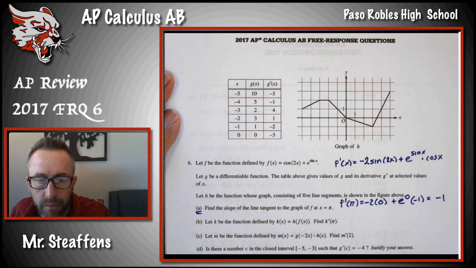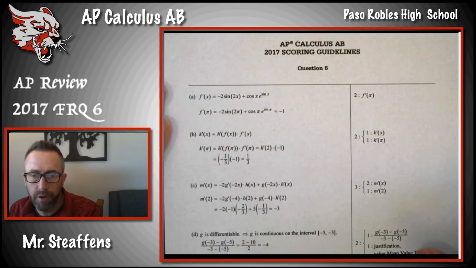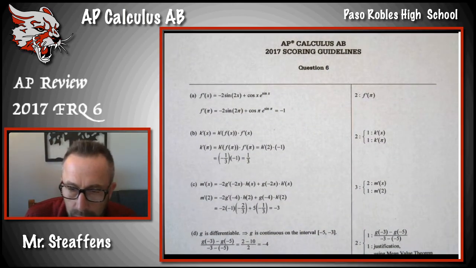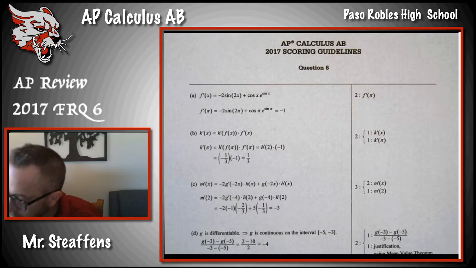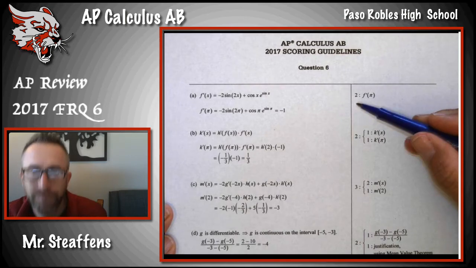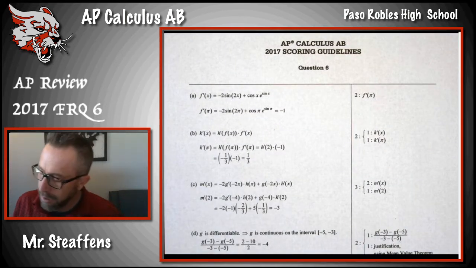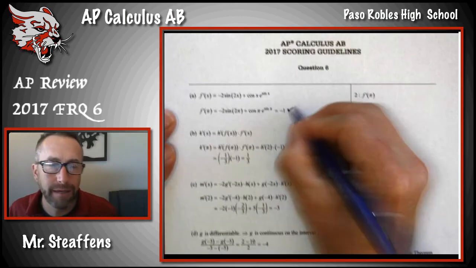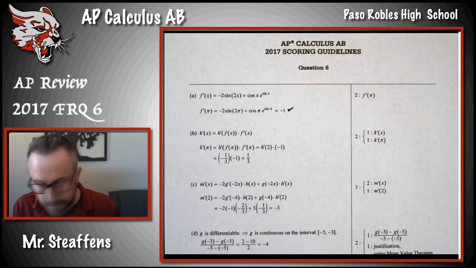So let's take a look at what the points were on this. This is a 2-point problem. Yes, it's a 2-point problem. You get 2 points if you got negative 1. So if you just found the derivative and plugged it in and got negative 1, you get 2 straight points. Boom. If you didn't get negative 1, sorry about that.